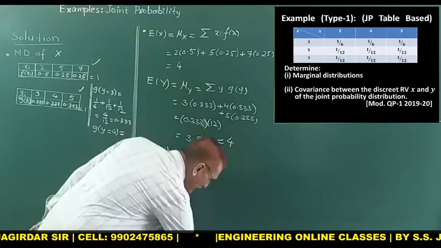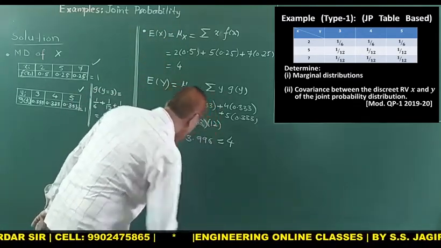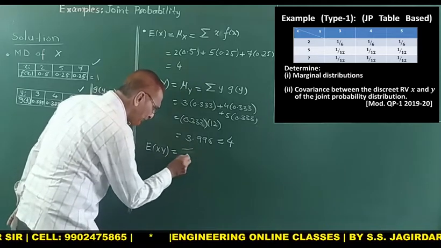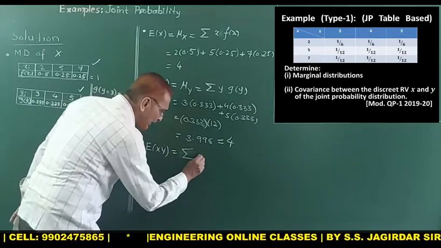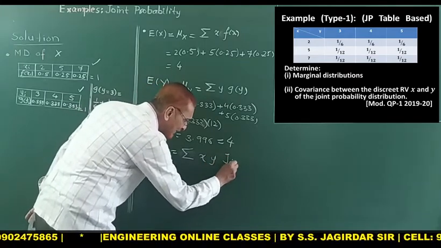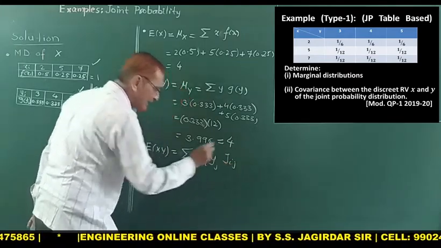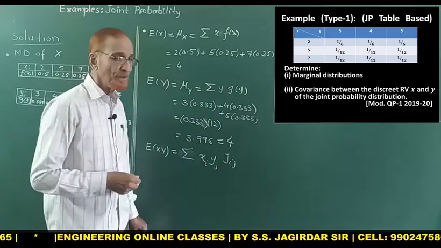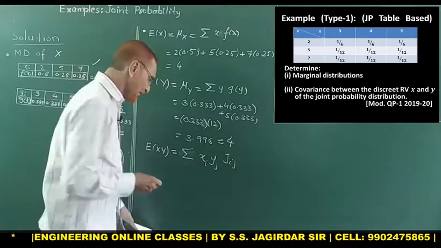First I will write the formula here. Yes, gentlemen, the formula is what? It is sigma x, y and j, that is, sigma x_i y_j j_ij. So you have to take the full addition of this. So let us work it out.